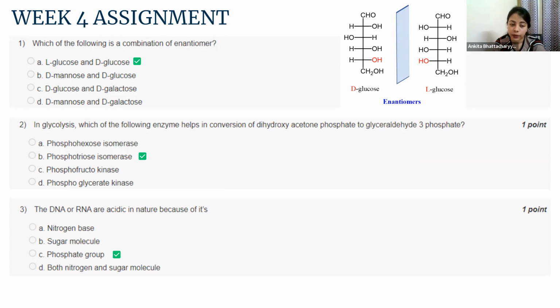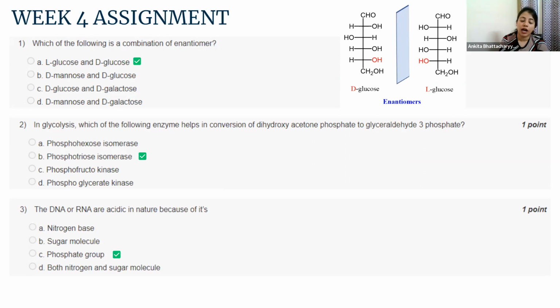In question number 3, we are being asked which of the following makes DNA or RNA acidic in nature. Here we have the options as nitrogen base, sugar molecule, phosphate group, and both nitrogen and sugar. If you remember, as we discussed a few minutes ago about the entire composition of the nucleic acid, what the different components are, and how they are arranged, you will see that the acidic nature actually comes from the phosphate group, right?